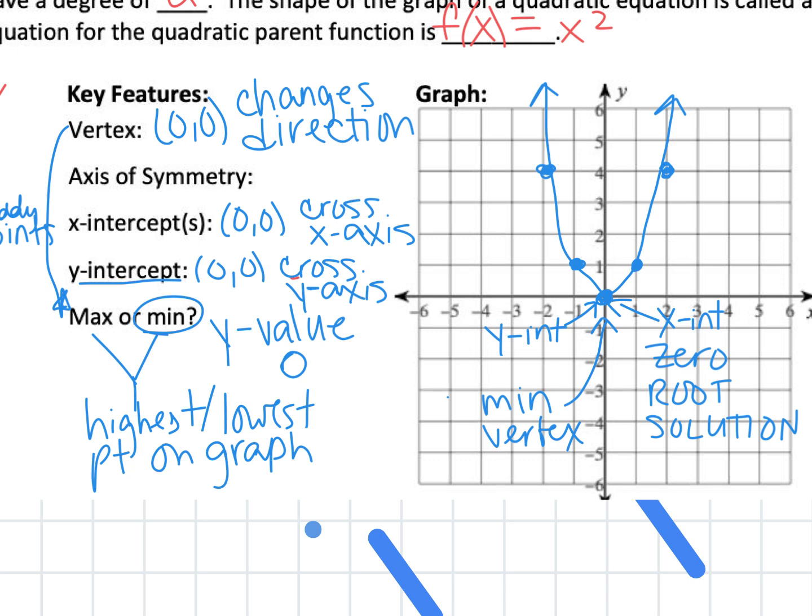The last one is axis of symmetry. So in elementary school, in art, you probably learned how to draw with chalk or draw with pencil, and you would fold the paper and rub it, and it would make a mirror image on the other side, right? So I want you to see where I drew this red line. That is our axis of symmetry. It cuts our parabola in half.